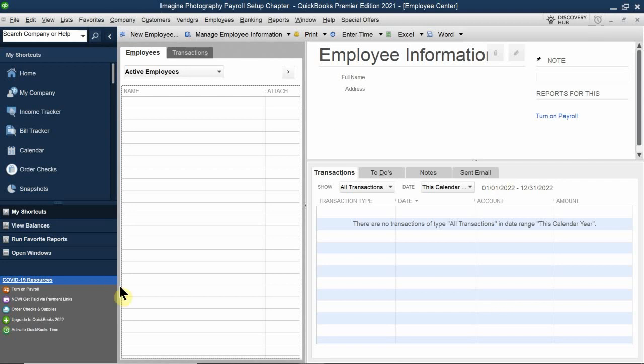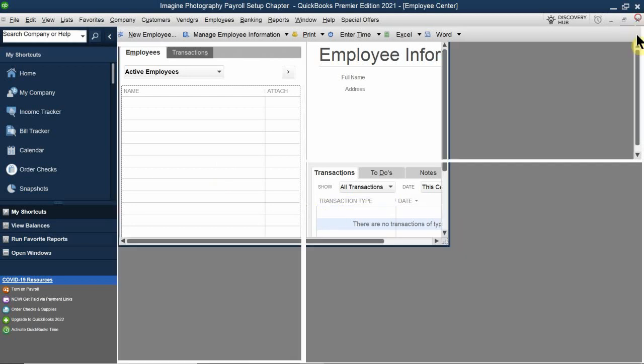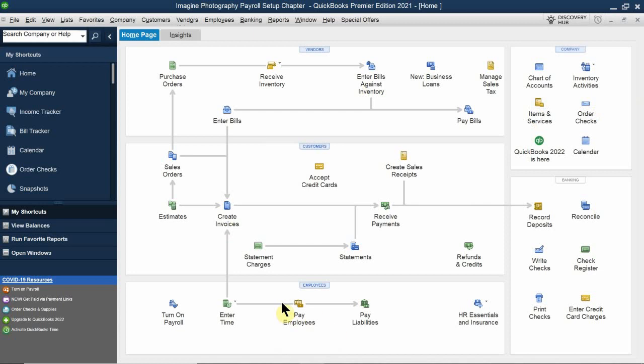But in this case, I don't have any employees yet. That's okay. I'm going to walk you through how to set them up. Yes, you can set them up directly right here by doing a new employee, but this isn't what I'm going to show you. I'm going to show you how to do it through the interview first, and then we can go forth from there. So that's the employee center. How do I get there? Same three ways: home page, employees menu bar, or the icon bar, employee center this way.